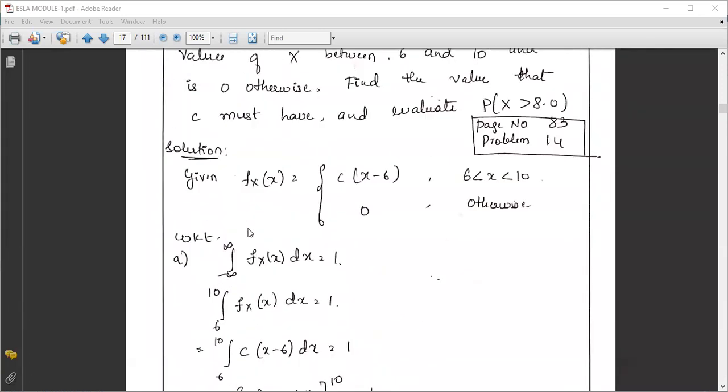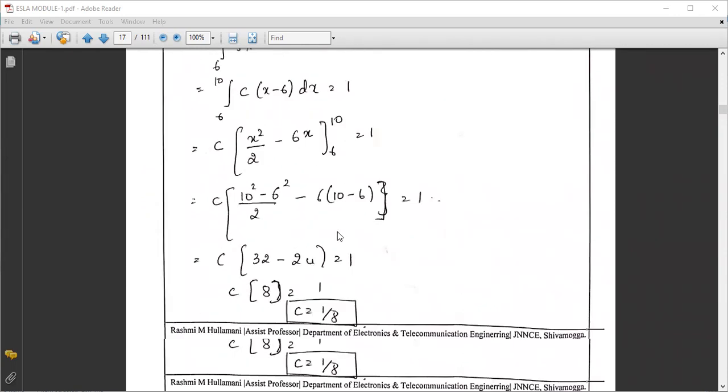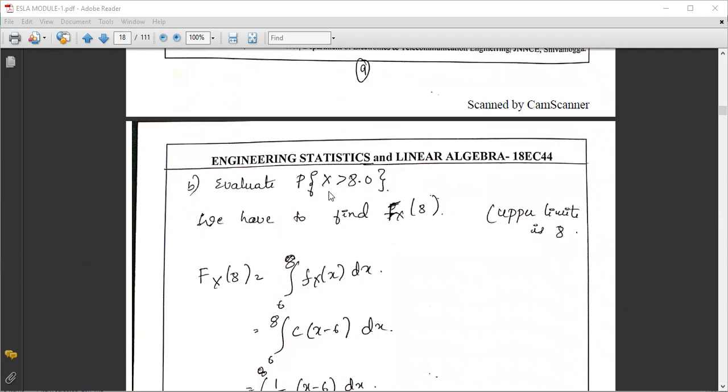Then the continuation of this problem is to find the value of C, which we already found, and evaluate the probability of x greater than 8.0. We have to find Fx of x, the cumulative distribution function of x. 8.0 means 8. The upper limit is 8.